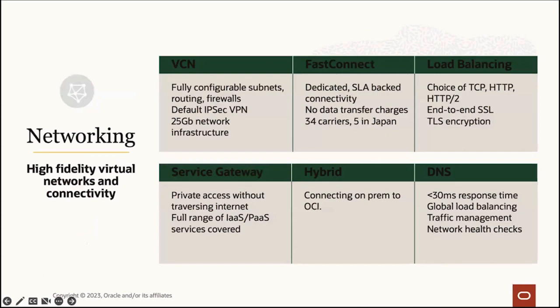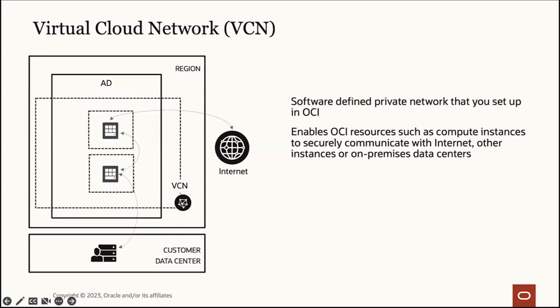Now that we're getting into things, again, we are going over these topics: VCN, FastConnect, load balancing, service gateways and other gateways, as well as DNS. The first tool that we'll be going over today is virtual cloud networks, or VCNs. VCNs in OCI are software-defined networks that you set up in the OCI data centers in a particular region that you've chosen.